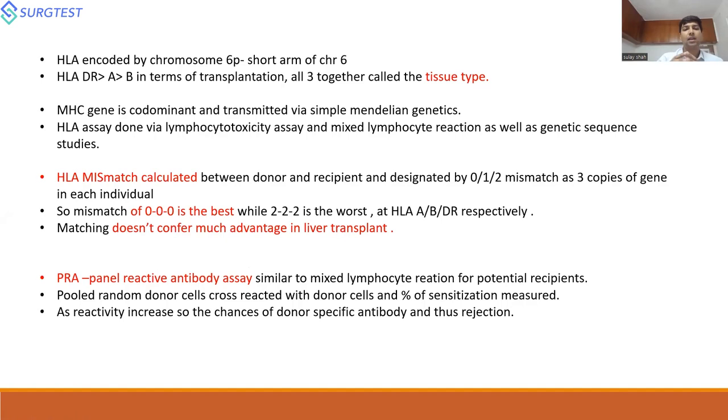So PRA basically means that pooled random donor cells are taken, and that is matched against the prospective recipient. Instead of matching one to one, the sensitivity of the recipient serum to a variety of antigens in the pooled population is taken. And if it is highly cross-reactive, meaning the recipient has a lot of antibodies which are cross-reactive to the general population, then whatever donor we choose in the future may likely have a cross-reacting antibody in the recipient too. So the rejection reaction increases. That is why the higher the PRA score, the higher the percentage, the more sensitization has happened and desensitization has to be done. Okay? Understood PRA?